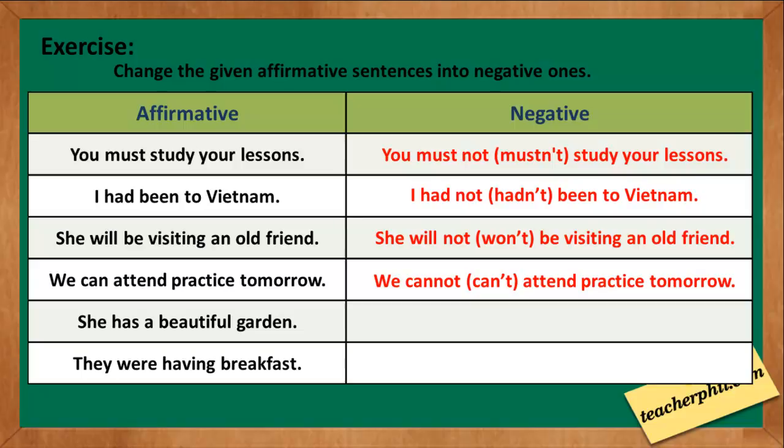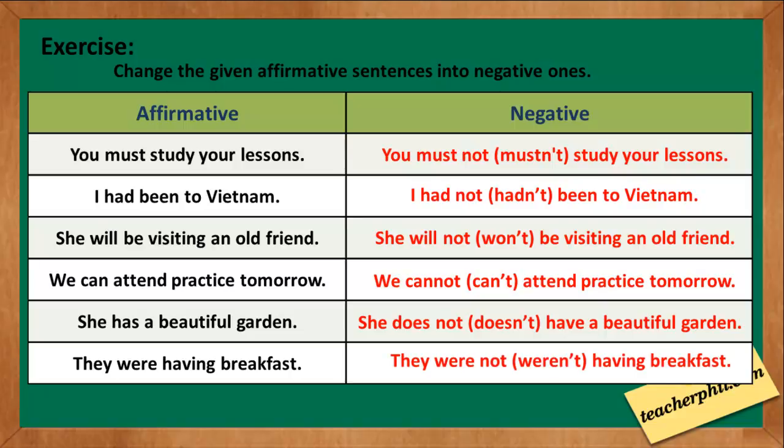The fifth one, she has a beautiful garden. Its negative sentence is, she does not or doesn't have a beautiful garden. The last one, they were having breakfast. Its negative is, they were not or weren't having breakfast. Did you get it right?